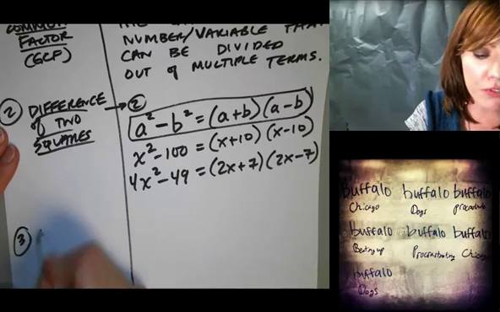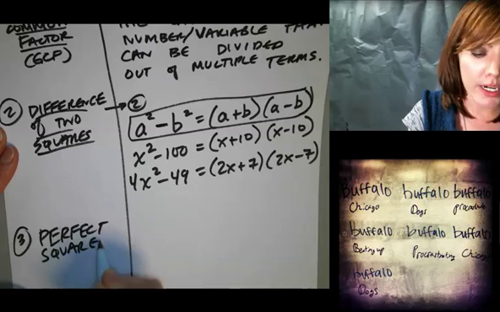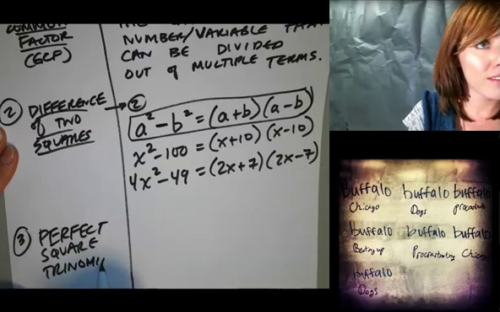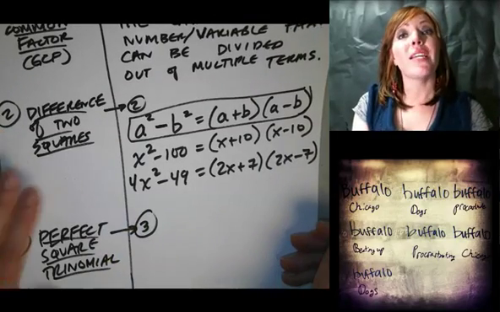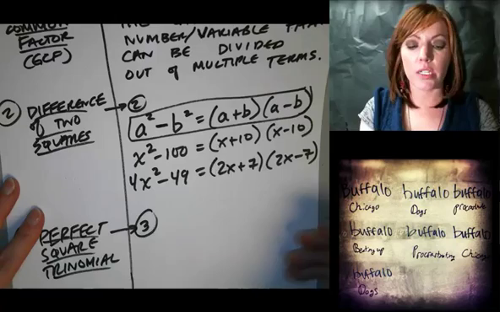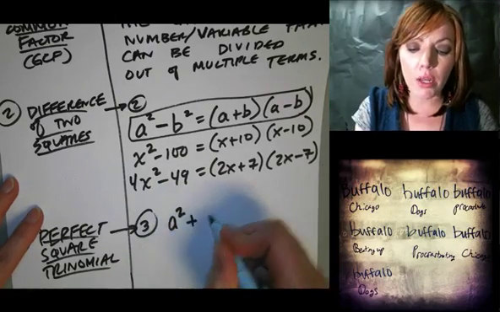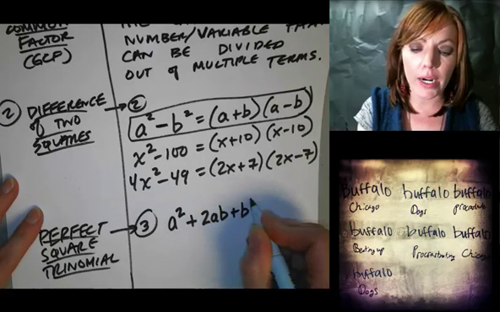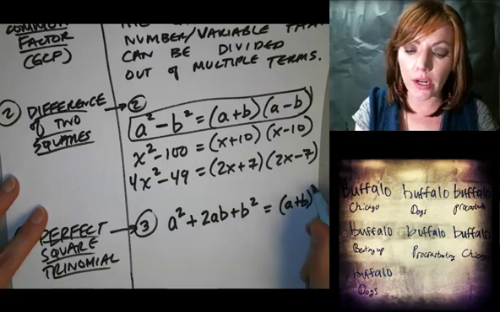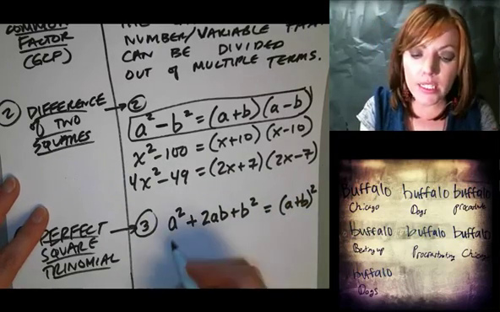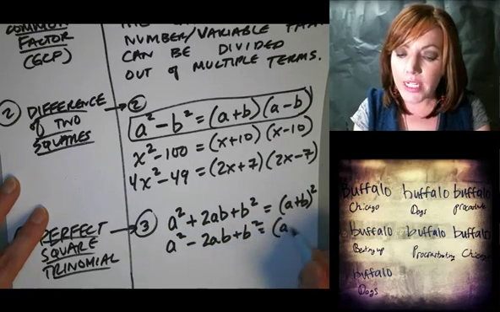The next one is perfect square trinomials. So what is a trinomial again? Three terms. Very good. This is actually something that we did yesterday when we were foiling things out, but we're going in the reverse order. If we have something like a squared plus 2ab plus b squared, this factors into a plus b squared. And then the other one is a squared minus 2ab plus b squared, and that one factors to a minus b squared.